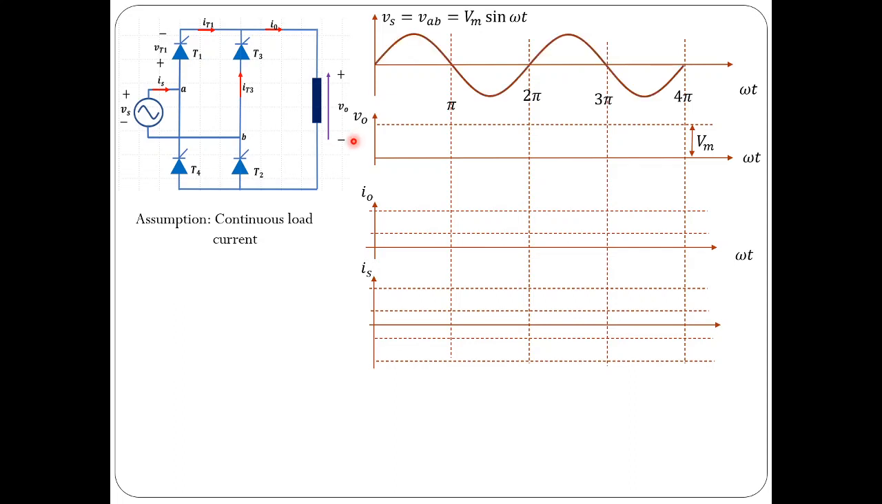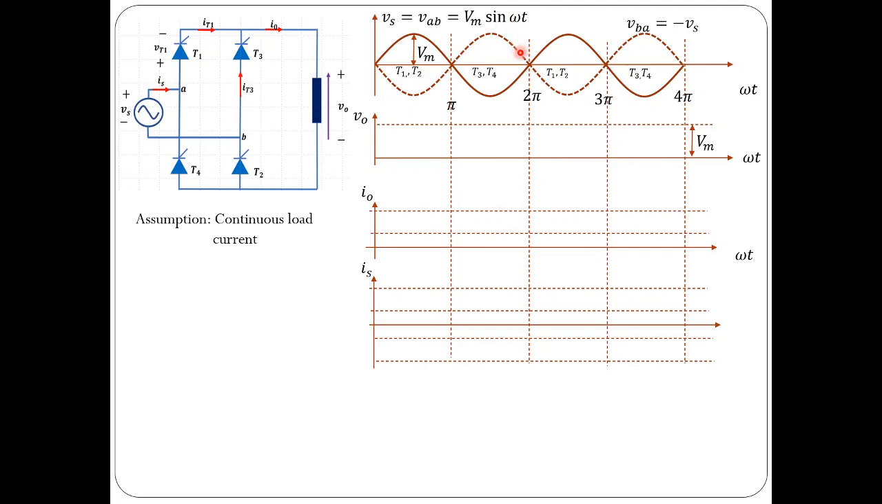Now consider the source voltage, that is VAB equal to Vs, that is equal to Vm sin omega t. So Vs has peak value equal to Vm. And minus VBA is equal to minus Vs. So VBA is equal to minus Vs, that is shown with this dotted curve.